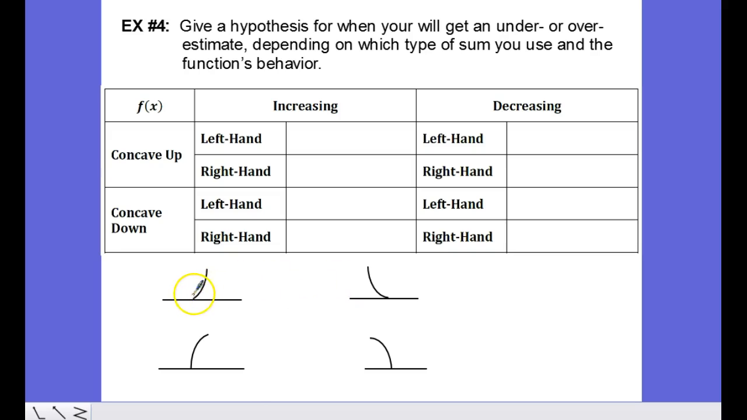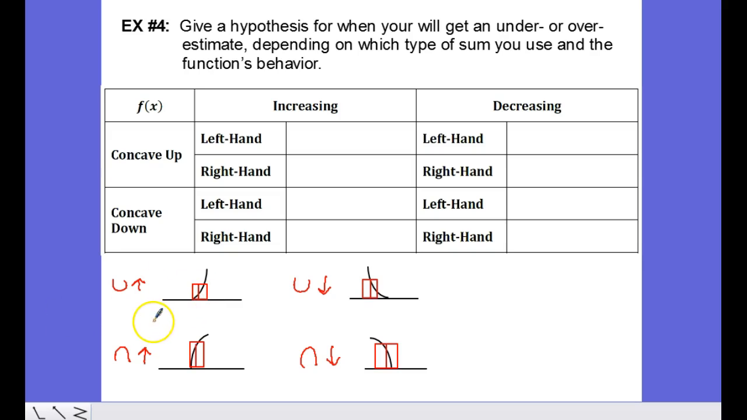Okay, so I have sketched the 4 different situations: concave up and increasing, concave up and decreasing, concave down and increasing, concave down and decreasing. So now let me just sketch in the different types of rectangles.